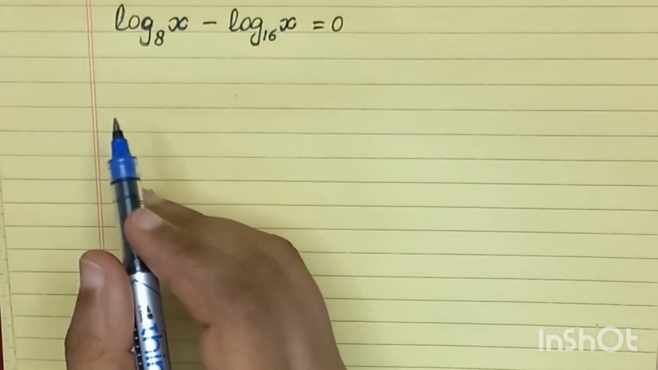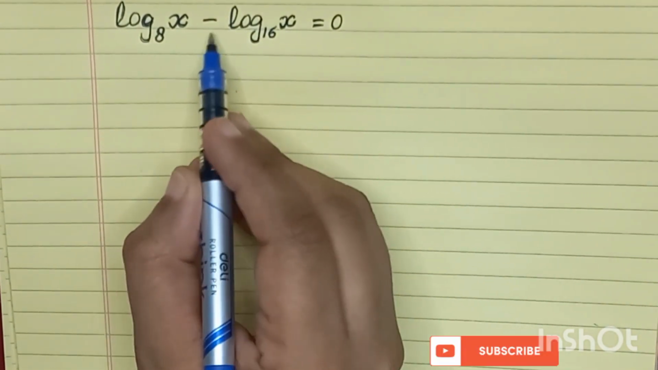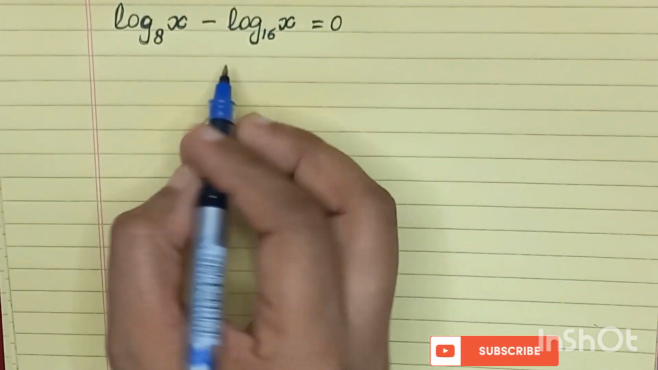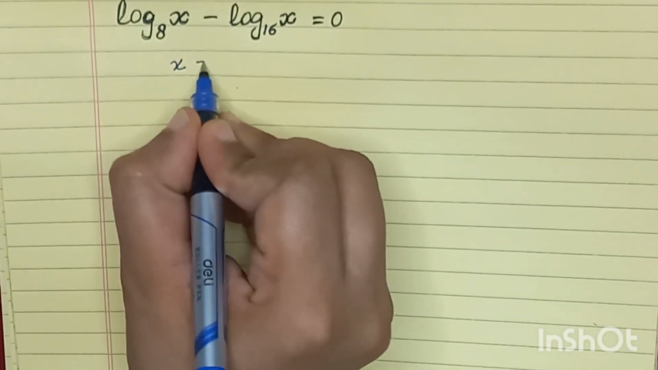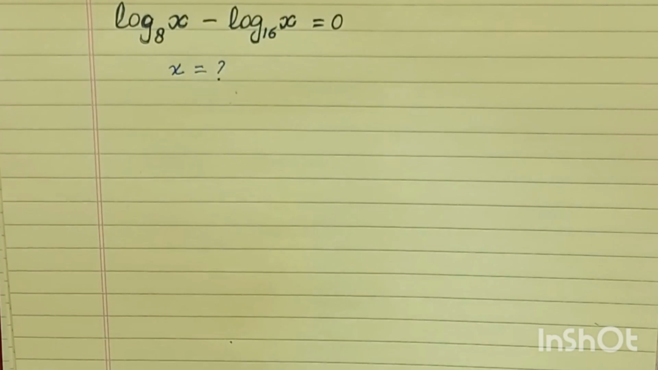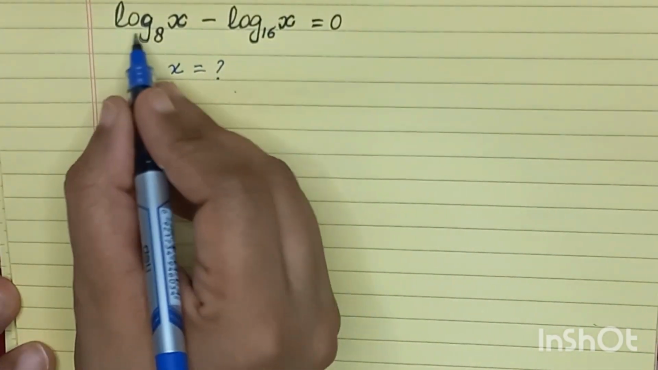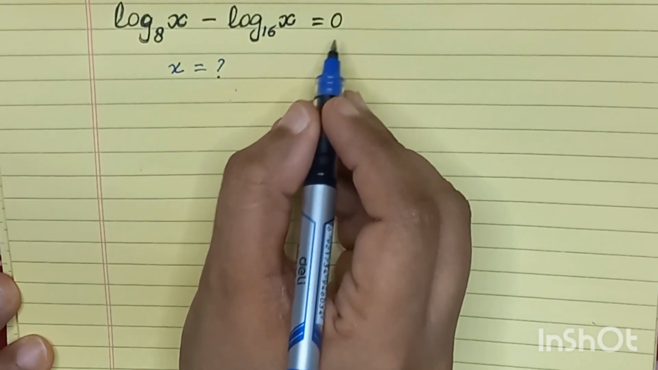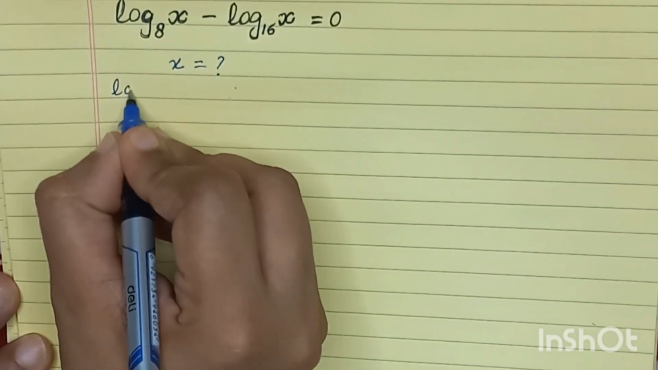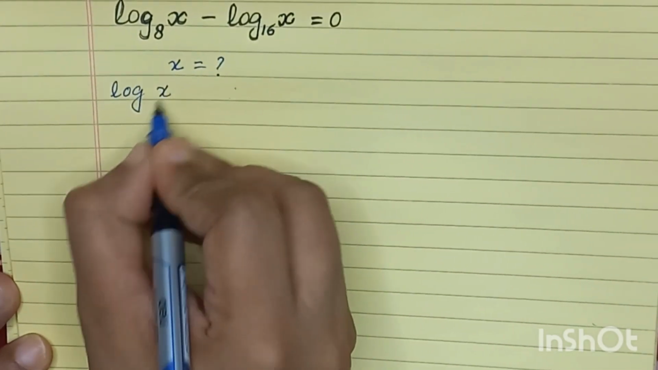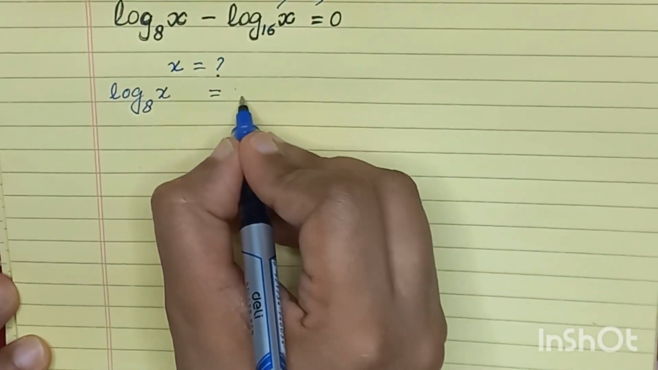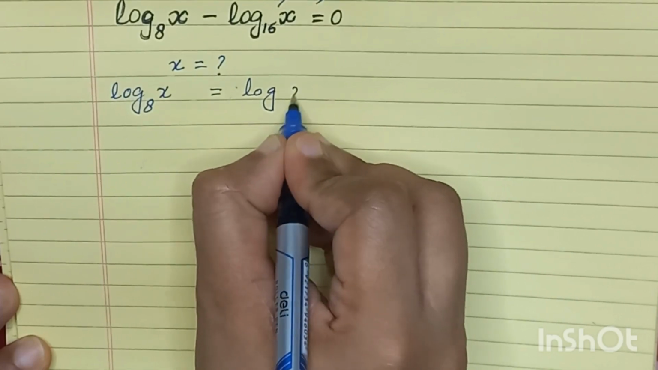Today I have a question: log x base 8 minus log x base 16 is equal to 0, and we have to find the value of x here. So we can write log x base 8 minus log x base 16 is equal to 0 as log x base 8 is equal to log x base 16.